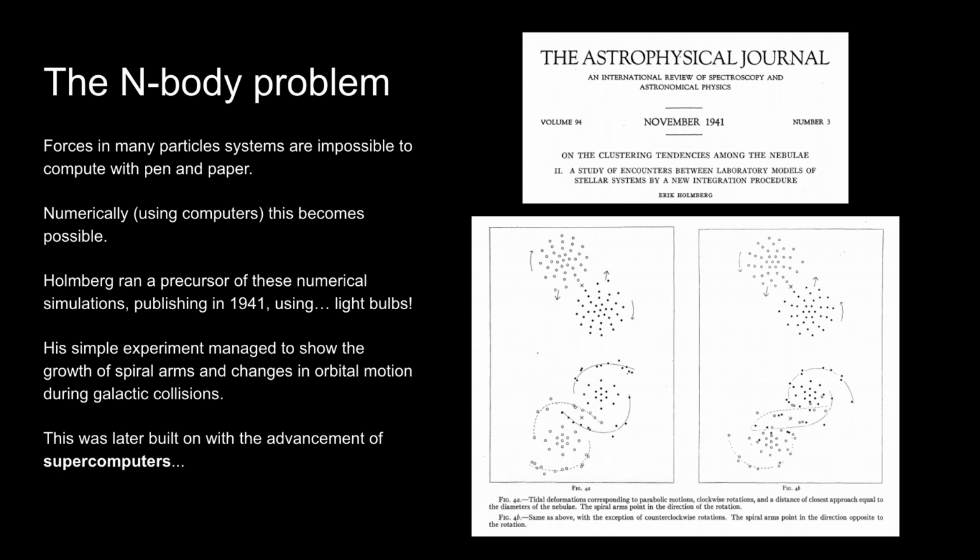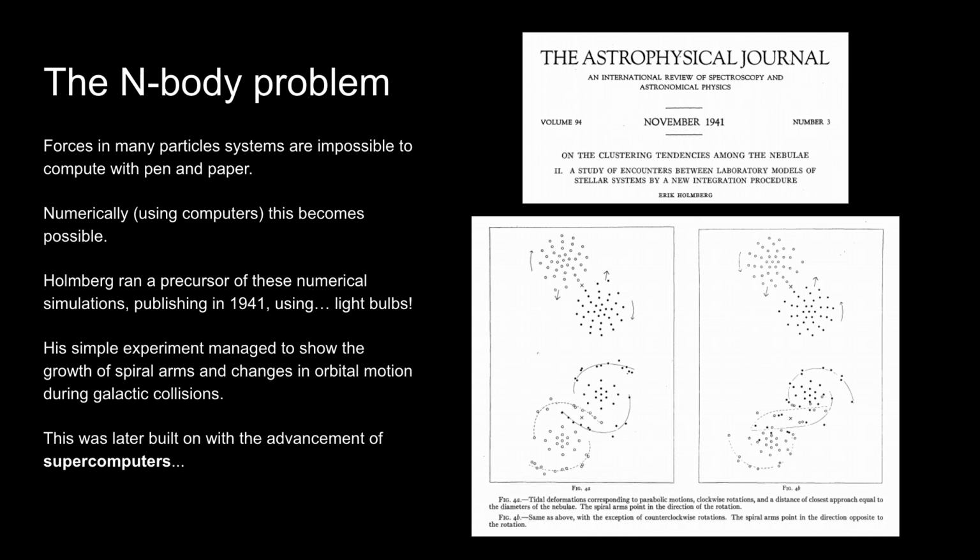To calculate the gravitational attraction between a system of particles, you need to know the gravitational force between a single particle and all other particles in the system. This is called the n-body problem, and even for small systems it becomes basically impossible to calculate with a pen and paper. So we need to do this numerically, which means using a computer.